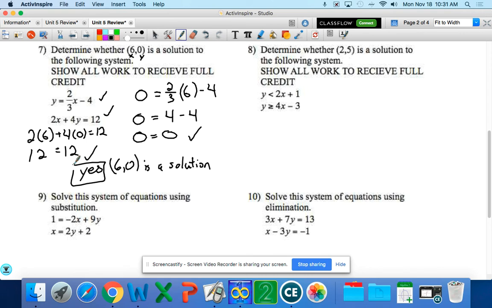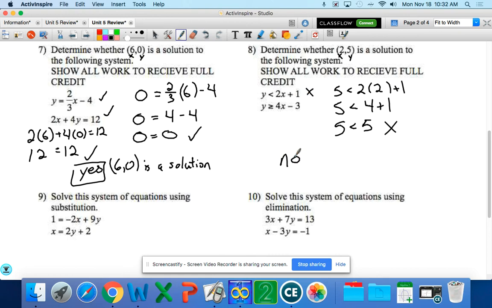Same thing with number 8, we're plugging in for x and for y. These are harder to evaluate. This would be 5 is less than 2 times 2 plus 1. That means 5 is less than 2 times 2 is 4 plus 1. 5 is less than 5. And coming off of the heels of the last problem, a lot of people look at 5 is less than 5 and go, yeah, boom, that's perfect. That is not. 5 is not less than 5, guys. So this one did not work.